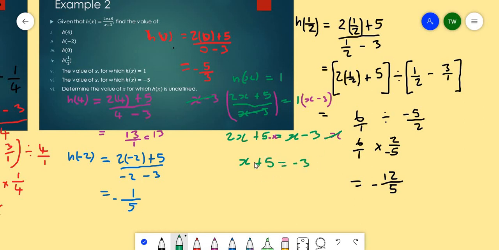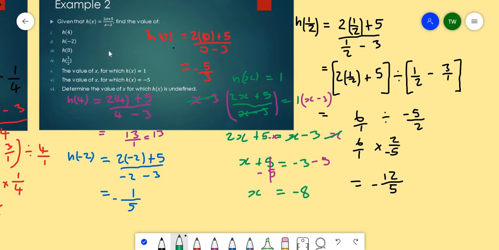In order to get x by itself, I need to get rid of this positive 5. So I'm going to subtract 5 from both sides. So I'm going to subtract 5 from this side. And I'm also going to subtract 5 from this side. So clearly here, positive 5 minus 5, that's a 0. So what I'm left with is just x on this side. It's going to equal negative 3 minus 5. That's what's going to give me negative 8. Alright? So therefore, when h of x is equal to 1, then x is equal to negative 8. And remember that h of x is just y here.